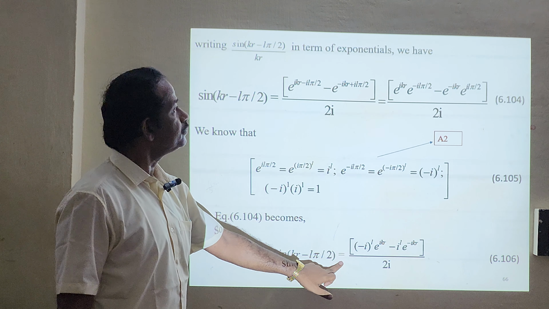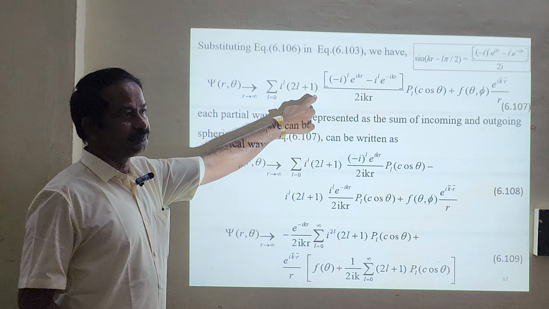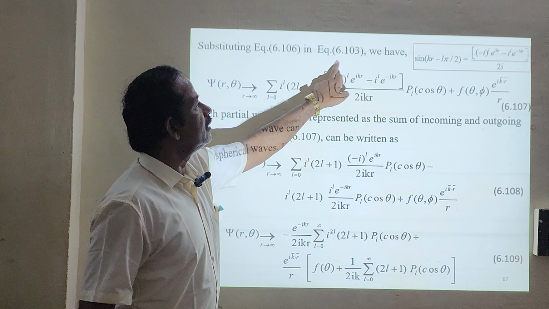So sin(kr minus l pi by 2) is equal to, instead of this, you can write minus i to the power l e power ikr minus i to the power l, which is nothing but i to the power l multiplied by e power minus ikr, divided by 2. Is it okay? So this term in the wave function can be simplified in the exponential form exactly like this. So now we are going to replace this term with this term.